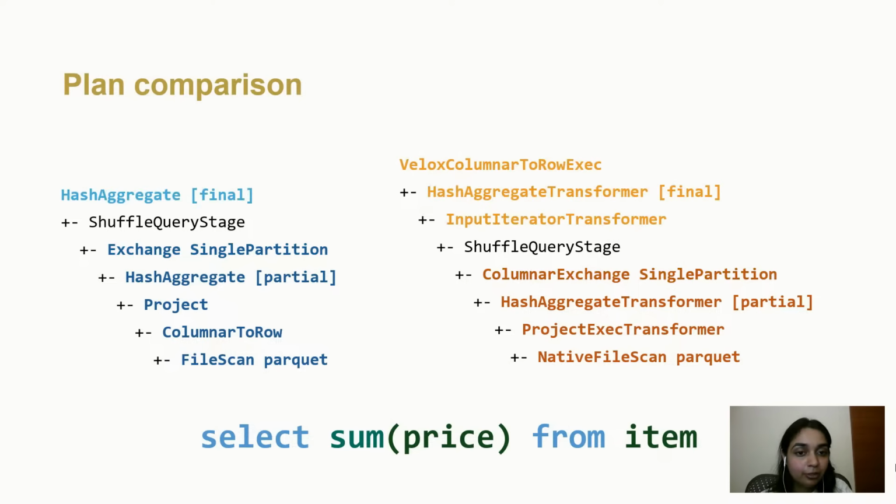Step five, your shuffle query stage remains the same because data needs to be shuffled, and then your final hash aggregate is replaced by hash aggregate transformer. And the little extra operator that you see, which is input iterator transformer, is just something that Velox uses to allow Velox to read data that is shuffled. And lastly, your data is returned back to the user in the form of rows. So it's as simple as that.